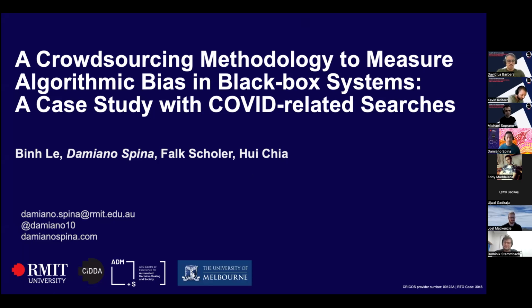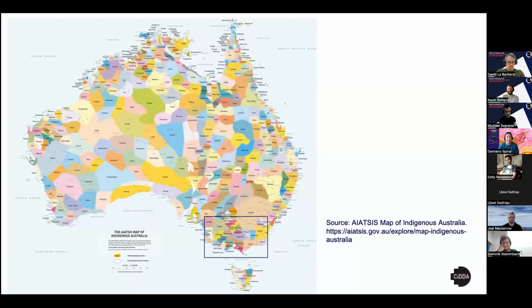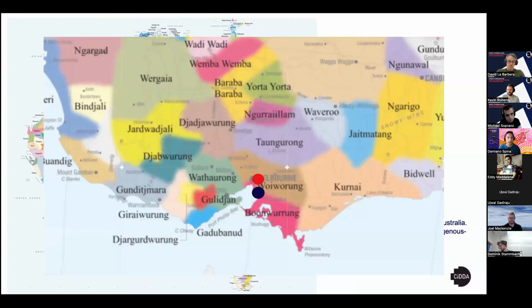Okay, cool. So I'm joining from Australia. You probably recognize the shape of this map. You might not have seen this particular map that shows the indigenous languages across Australia. And before I start my talk, I would like to say that I'm joining from Boonwurrung country. So that's the blue dot. And the red dot corresponds to Woiwurrung country, where RMIT University and my office is. So today I'm joining from home, therefore Boonwurrung country.